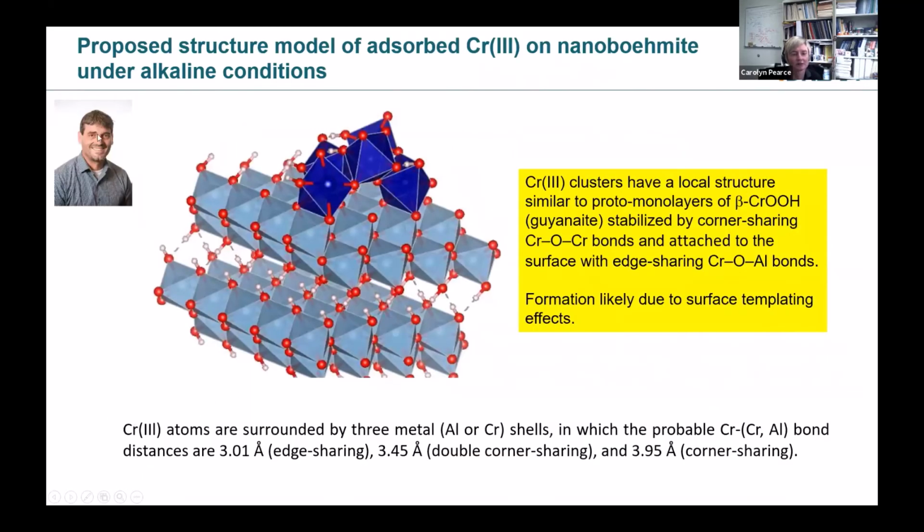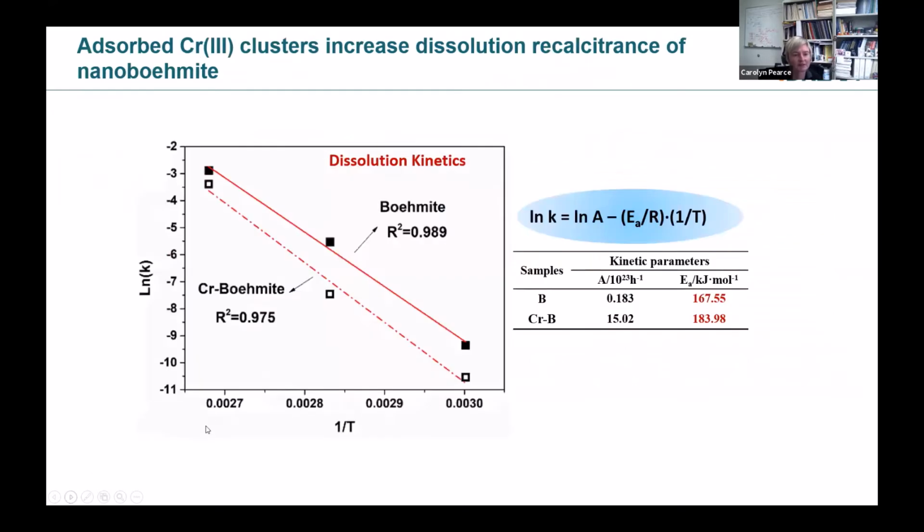Using that information, Micah Prang was able to develop a model of the cluster on the boehmite surface, and then verify that it matched with the EXAFS. And so we have a very good understanding of how the chromium is interacting with the boehmite. What implications does that have for boehmite dissolution?